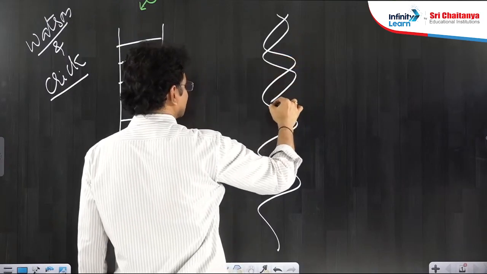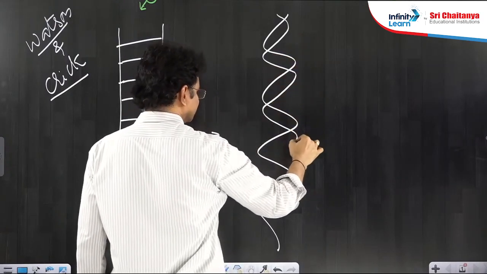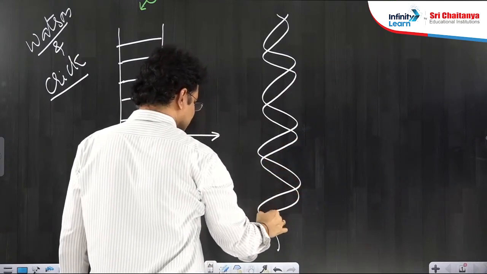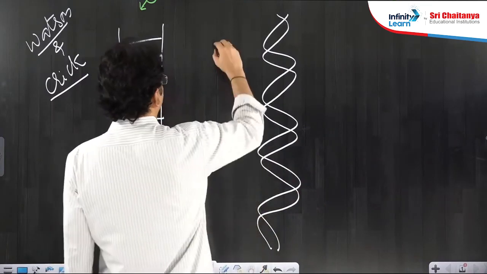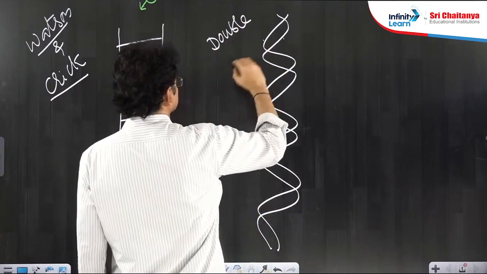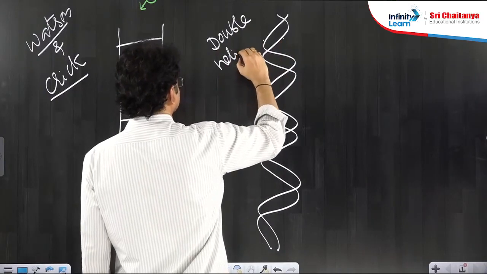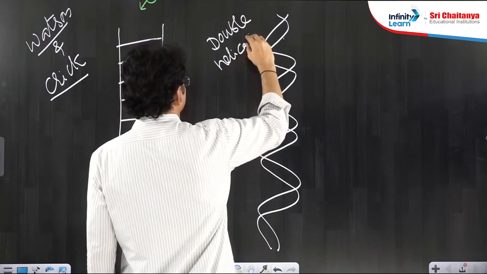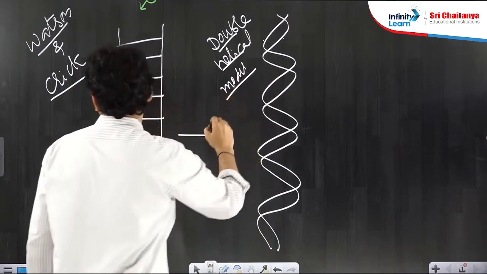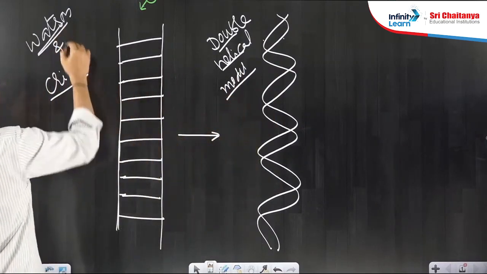Both the strands are helically coiled with each other to form a twisted ladder-like model. The name of this model is the double helical model. Double means two strands coiled with each other. That's why it is a double helical model. This double helical model structure of the DNA was proposed by Watson and Crick.